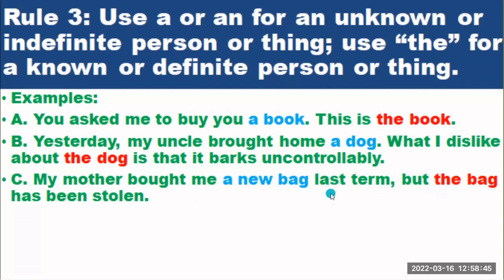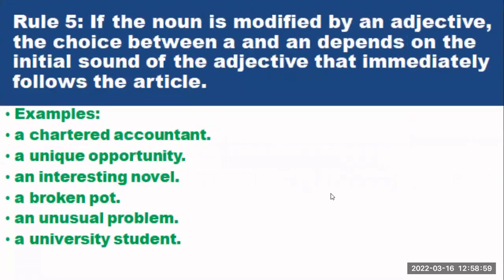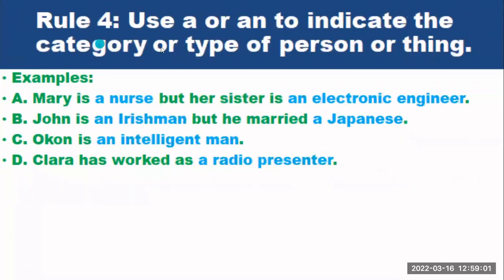This is rule number 3. Use a or an for an unknown or indefinite person or thing. Then use the for a known or definite person or thing. Okay, so let's now move on to rule number 4.